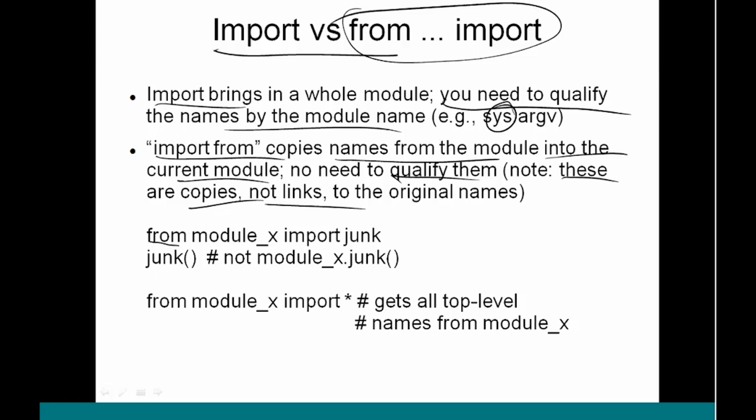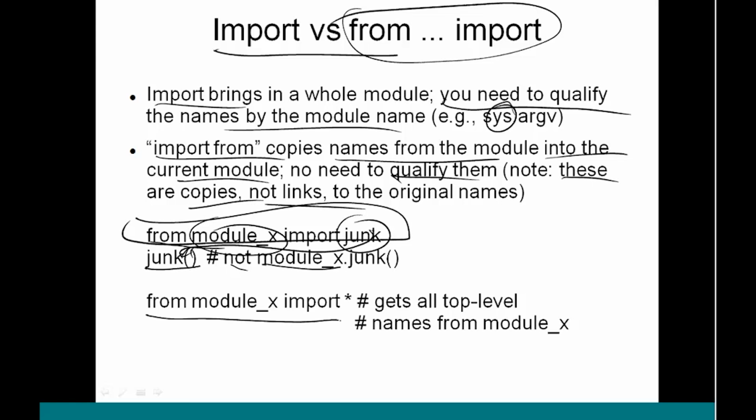So here's an example: from module X we import junk, and then we directly call junk. We don't call it module X dot junk anymore. So now when we specify this command, junk gets transferred and copied and kept as part of your module and not part of module X anymore. And then you can say from module X import star, which gets all the top level names from module X.